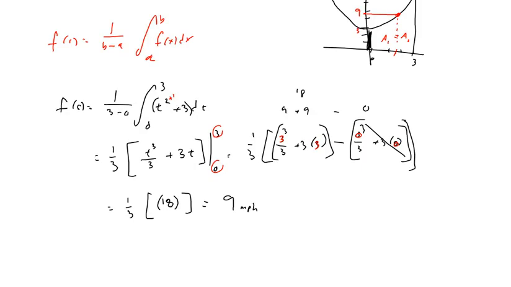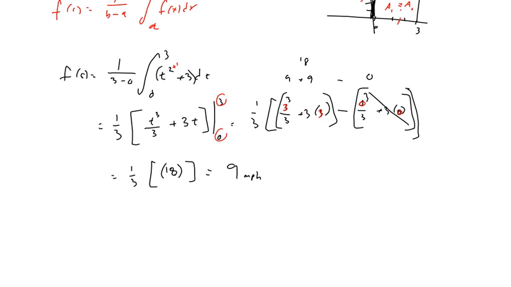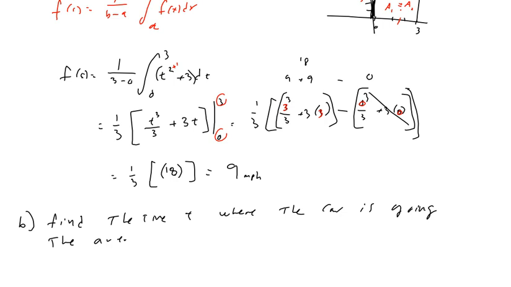There's a part B though, whoopsies. Now that we know the average value of the function is 9 miles an hour, part B says, find the time t where the car is going the average speed. In other words, you are finding the c value. Find the value of c.